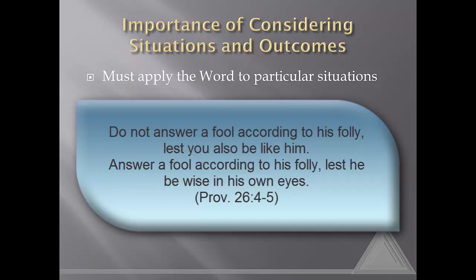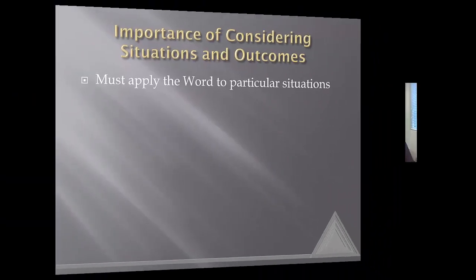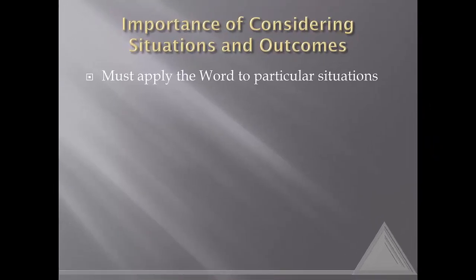So the thing is, we have to consider the results of our actions to decide which one of these we're going to do. If we believe that answering the fool according to his folly, that is, we base our argument on his assumptions, will lead us to seeming just like him, then don't do it. But if answering him according to his folly, that is, basing your argument on his assumptions, will lead to him realizing his folly, then do it. The results determine what we're going to do.